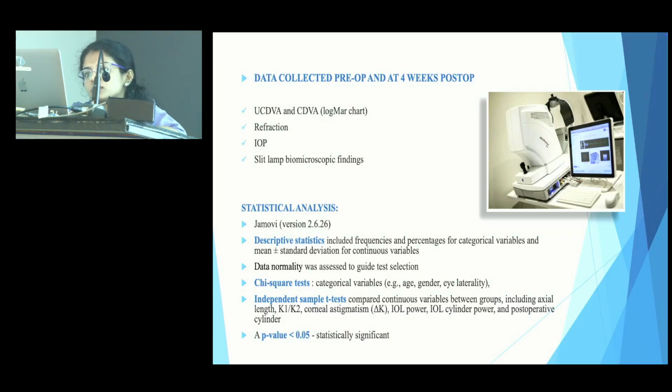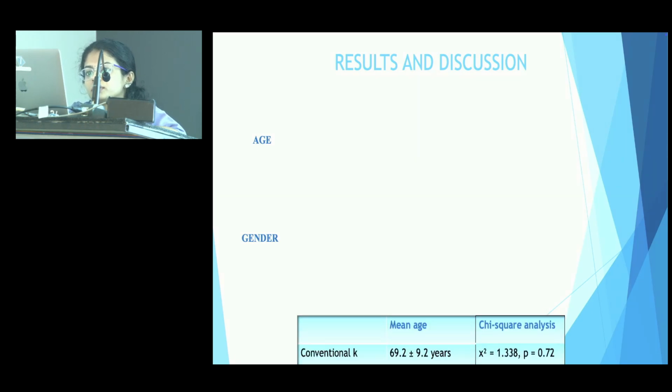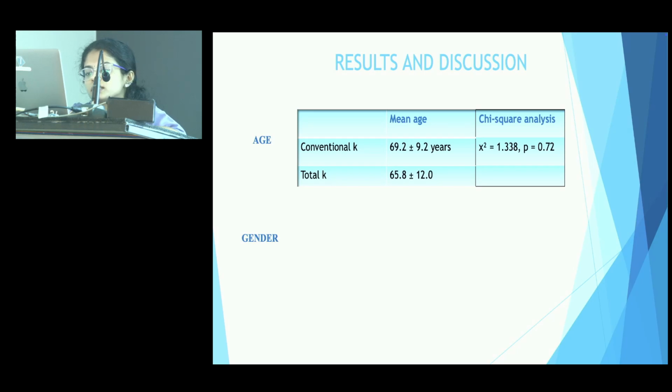So the data was collected pre-op and at 4 weeks post-op. Uncorrected and corrected distance visual acuity was measured. Refraction, intraocular pressure, and slit-lamp biomicroscopic findings were noted. And coming to the statistical analysis, these were the statistical methods employed, and a p-value of less than 0.05 was considered statistically significant. Coming to results and discussion, when we look at the age, it was around 69.2.